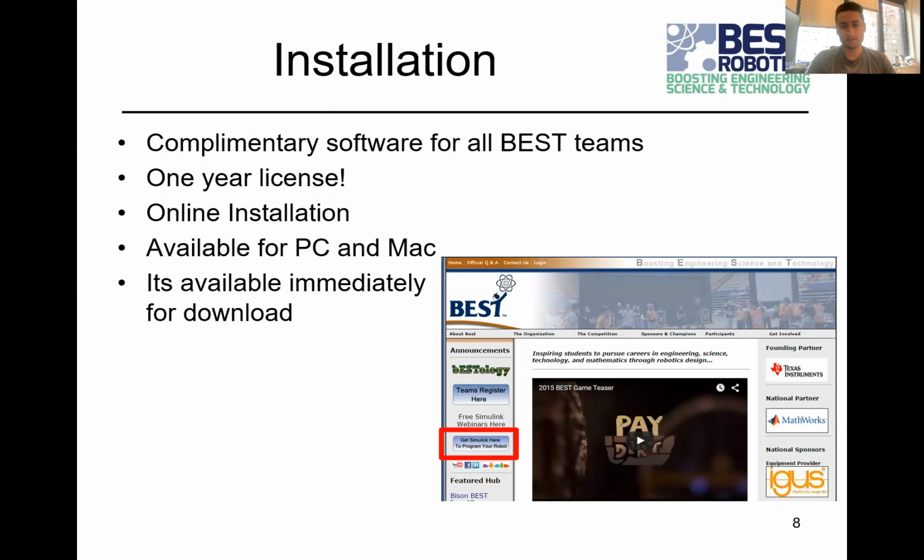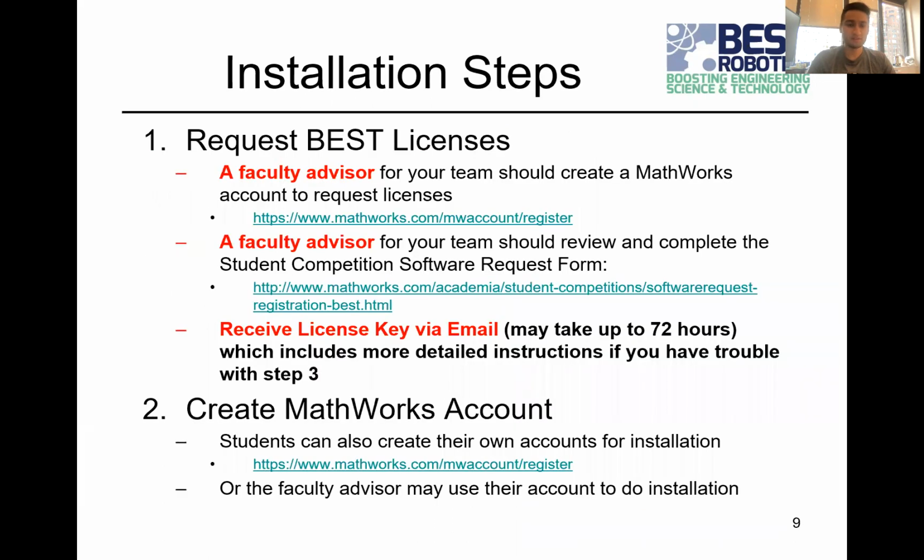You get a free 1-year license through Vex Robotics. It's just online, available for PC and Mac. And I believe when you download it, there's an option to install the Simulink plugin. If not, you can also download Simulink separately. And as far as getting the licenses, make sure you talk to your team mentor, your faculty advisor. They'll have to create a Mathworks account to register the licenses. And then from there, you'll get your license keys via email, and then you can download for installation from your own account.